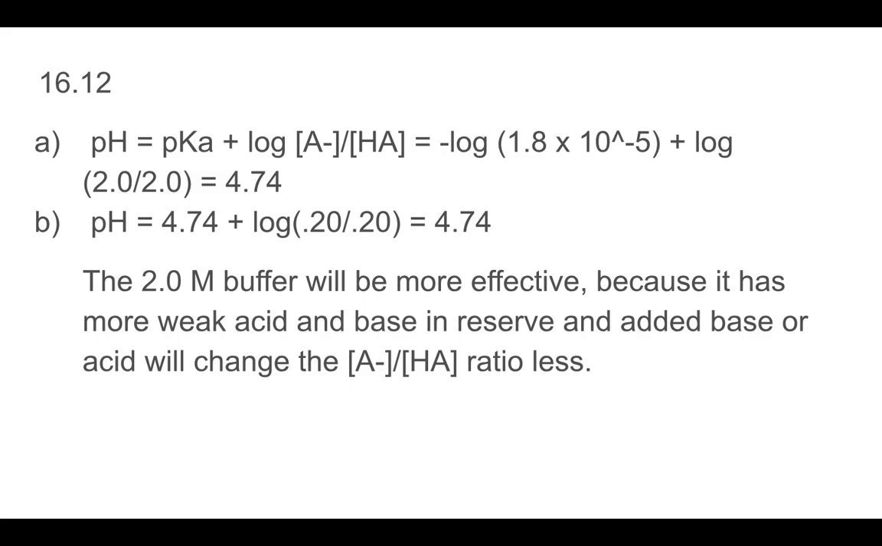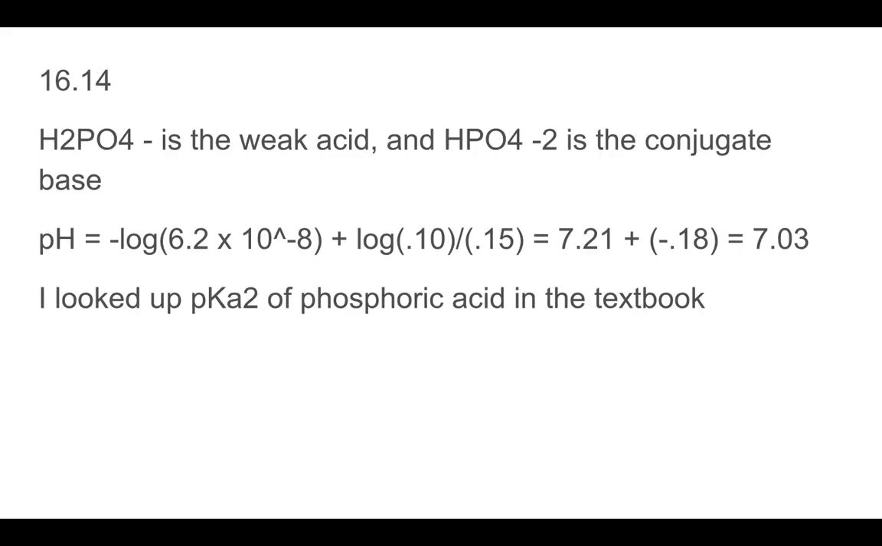However, the 2.0 molar buffer will be more effective because it will have a higher concentration of weak acid and conjugate base, and those would be in reserve to neutralize any added base or acid. And so if you added base or acid, the A minus over HA ratio would change less in the 2 molar buffer than in the 0.2 molar buffer. We would say the 2 molar buffer has a greater buffer capacity.